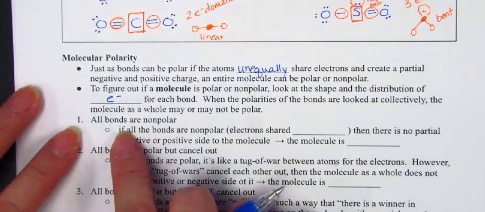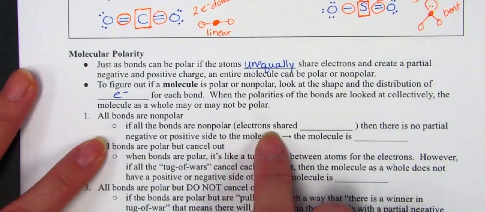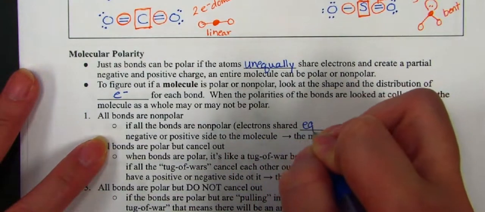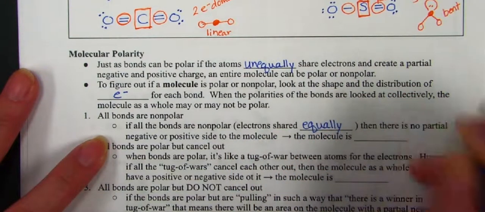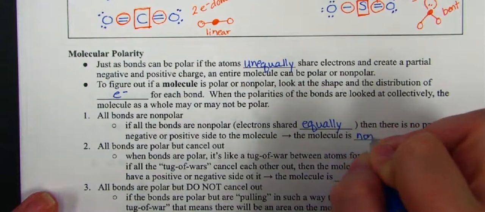Let's say all our bonds are nonpolar. So if all the bonds are nonpolar and the electrons are shared equally, then I have no partial negative or positive parts to the bonds, and therefore I have no partial negative or positive sides to the entire molecule. So that molecule will be nonpolar.